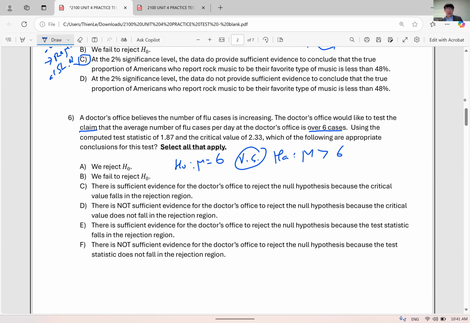Using computed test statistic 1.87 and the critical value 2.33. Okay. So here we use the critical value and test statistic method, right? So for sure here you should be aware that this is a right tail test. Okay, right tail test. And for the right tail test, you will reject the H naught if the test statistic, the T, is greater than the critical value, okay?